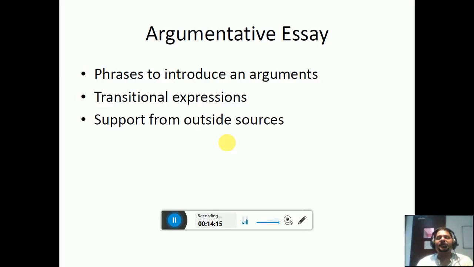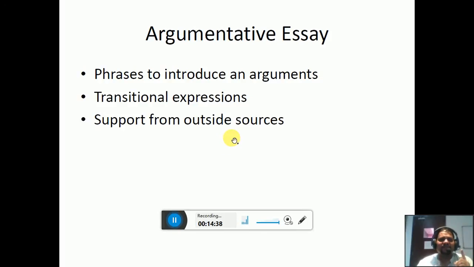Second is, use transitional expressions. Third is, support from outside sources. I repeat: phrases to introduce an argument, transitional expressions, support from outside sources. These are very, very important things when you're writing an argumentative essay. I'll explain to you one by one.